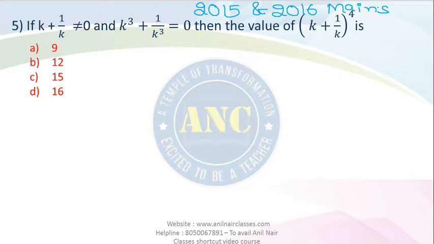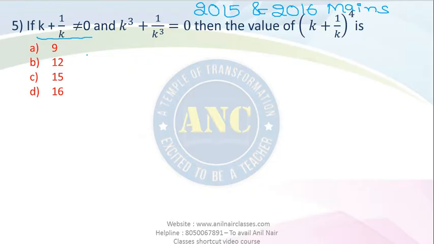Now the question says k plus 1 by k is not equal to 0. That means other than 0, k plus 1 by k can be any other value. It can be 1, it can be 2, it can be 3, it can be root 3 also, what we are learning right now. It can be anything. For the time being, we cannot decide just like that as root 3 itself.